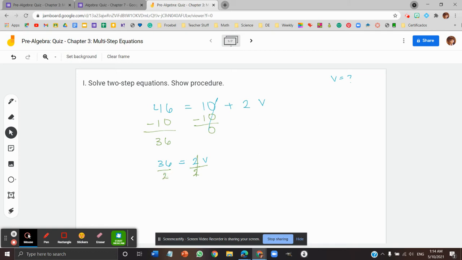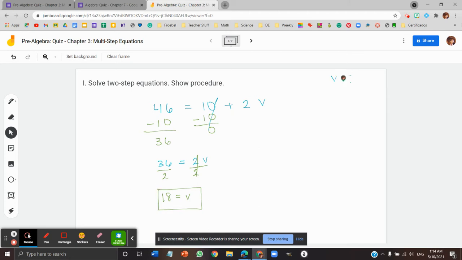And how much is 36 divided by 2? 18, right? 18 equals v. And that will be my answer. I found out what v is.